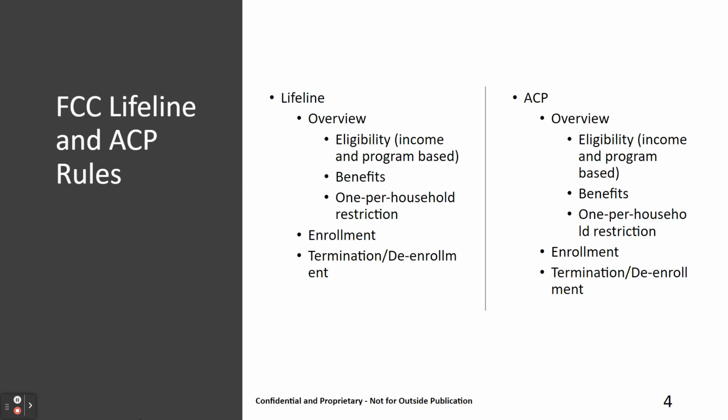The monthly discount for Lifeline is $9.25. More on this in a minute or two. There's a one per household restriction. I'll address this in more detail a few slides down, but in a nutshell, FCC rules limit Lifeline to only one benefit per household. While you can stack both Lifeline and ACP benefits for a single household on a single service plan, what this means is that you can't have two people in a single household both claim Lifeline.